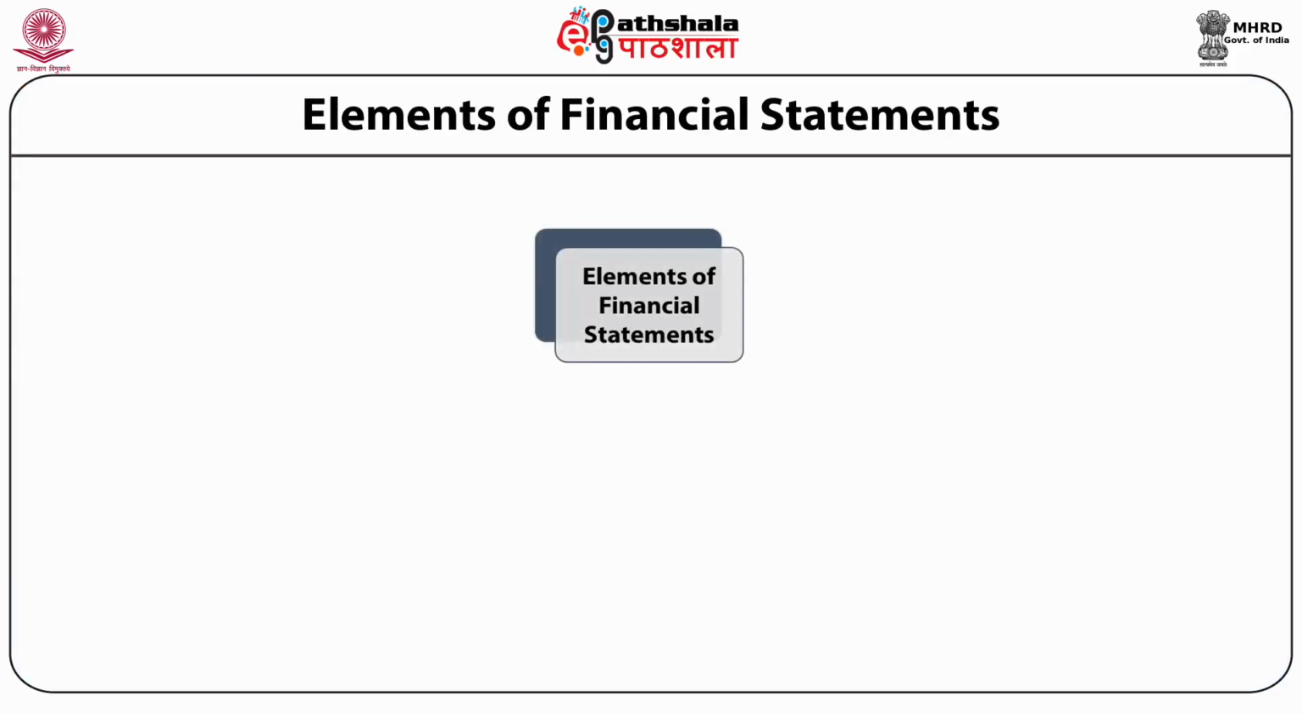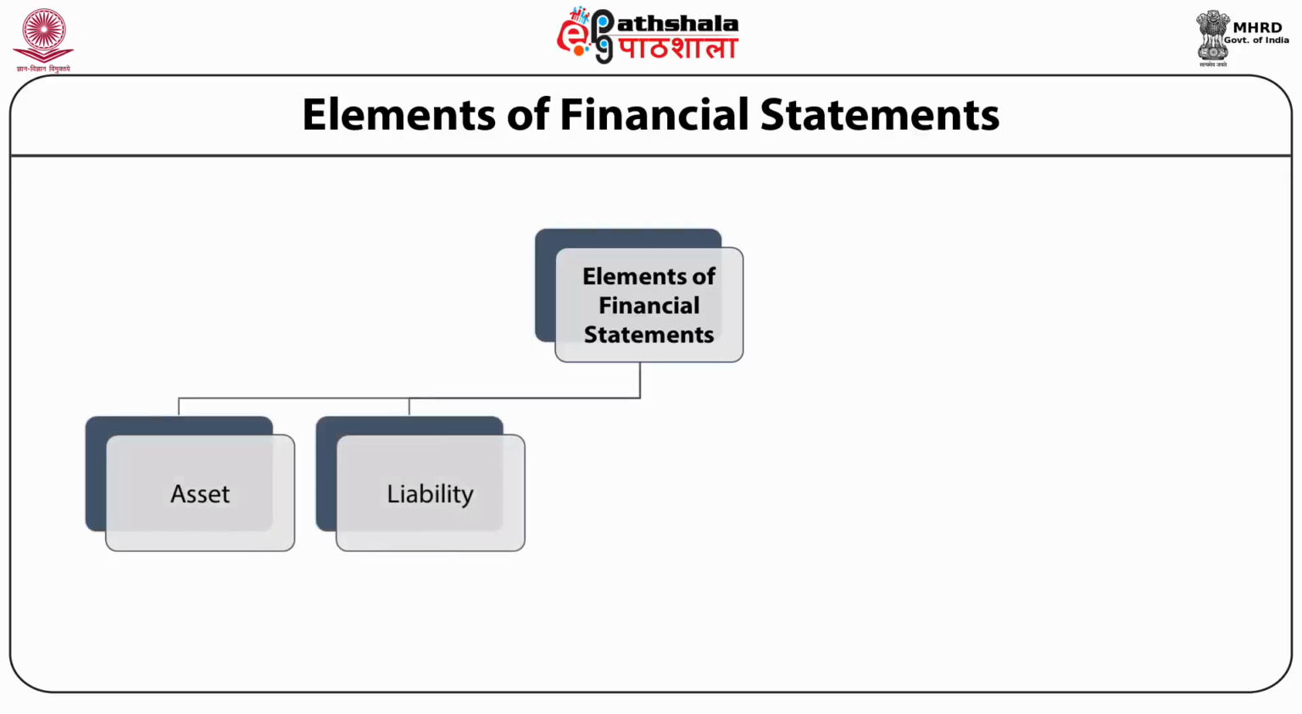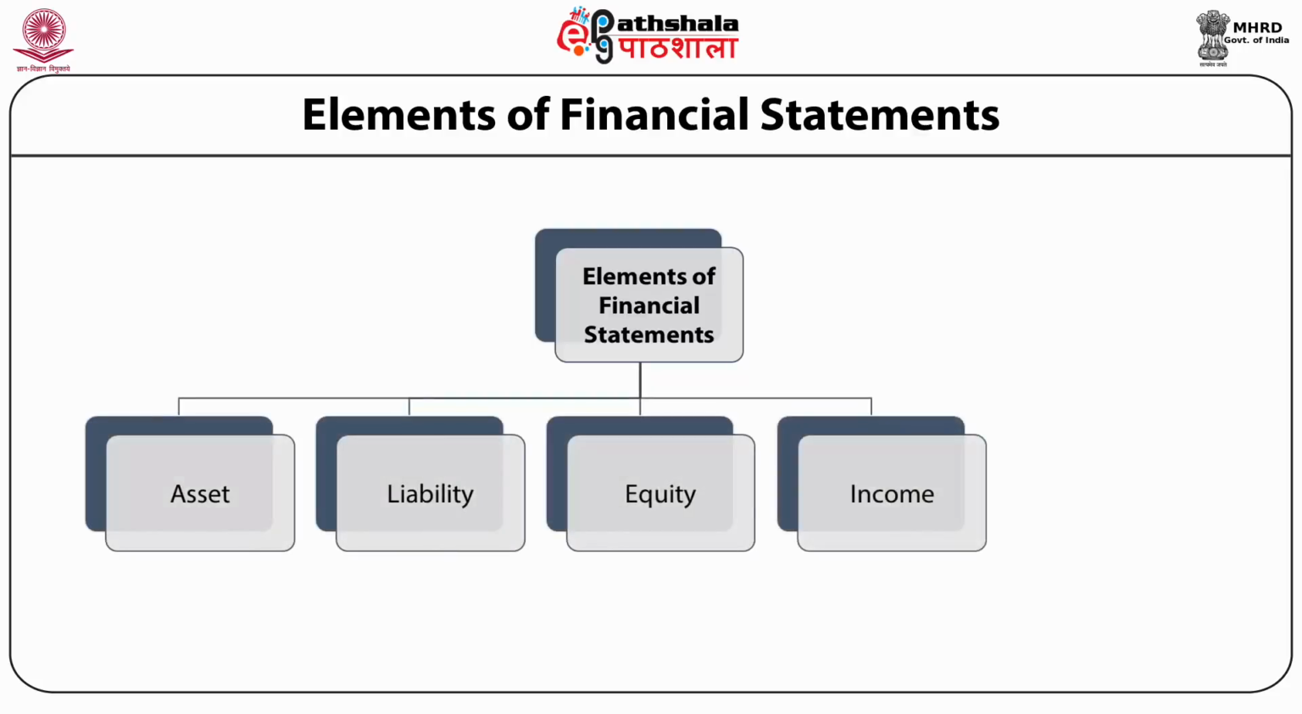Elements of the financial statements are shown in the present figure. Elements include assets, liability, equity, income, and expenses. Assets, equity, and liability are related with the position statement, that is balance sheet. With the help of these elements, position of an organization can be assessed. So these elements are used in position statement, that is balance sheet.